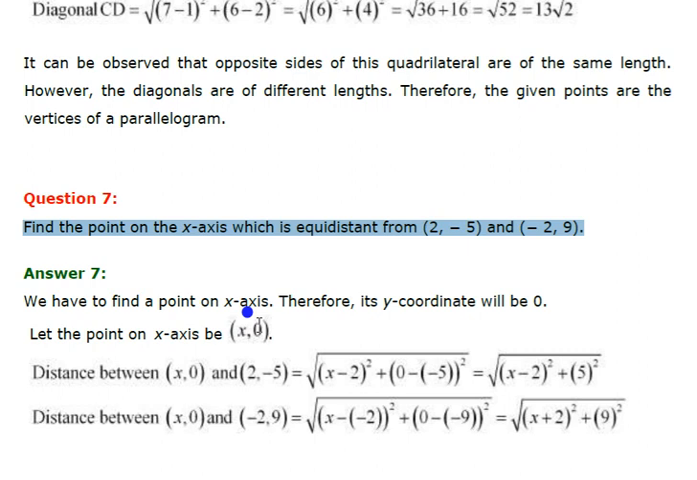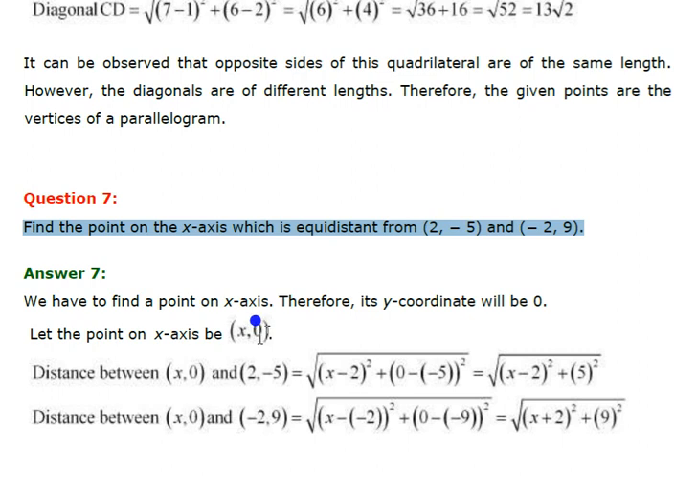if any point is on the x-axis, then the value of y is 0, and when the point is on the y-axis, then the value of x is 0. Suppose in place of the x-axis, in a question it is given to find the point on the y-axis, then x will be 0 and y will be y. Okay, so the point which we have assumed here is (x, 0) because the point is on the x-axis.